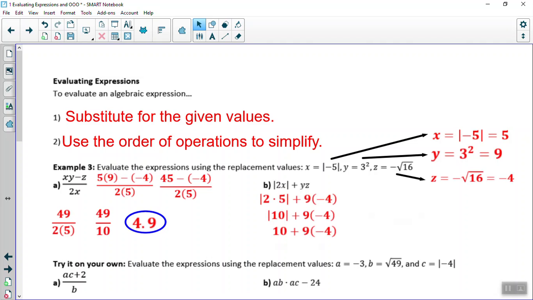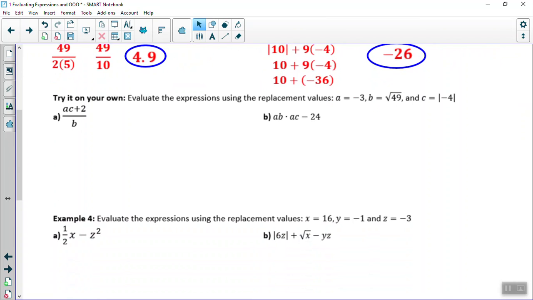Now I have addition and multiplication. So we're going to take care of that multiplication first. So 9 times negative 4 gives me negative 36. 10 plus negative 36 will give us a negative 26. Circle our answer.